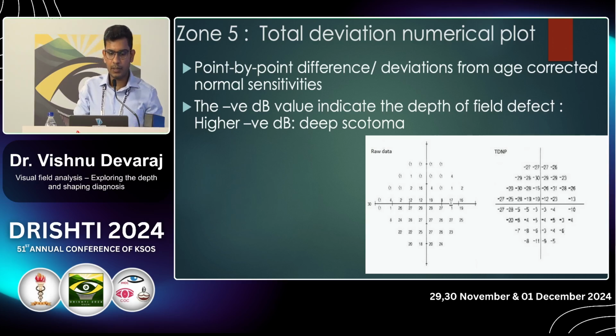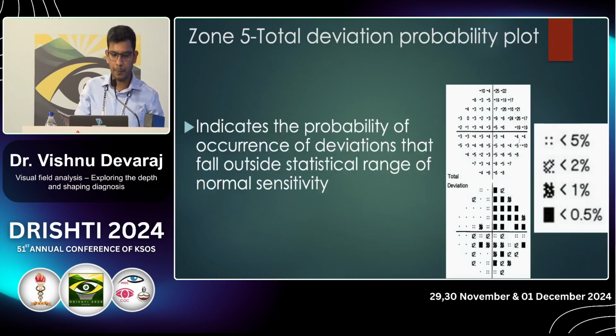So the negative decibel value indicates the depth of the field defect, and the higher the negative decibel value, the deeper the scotoma. Now, total deviation probability indicates the probability of the occurrence of deviations that fall outside the statistical range of the normal sensitivity. In other words, it is shown in p-values of less than 5%, 2%. For example, less than 2% means the probability of finding this defect in a normal patient is such that it would not be present in at least 98%.